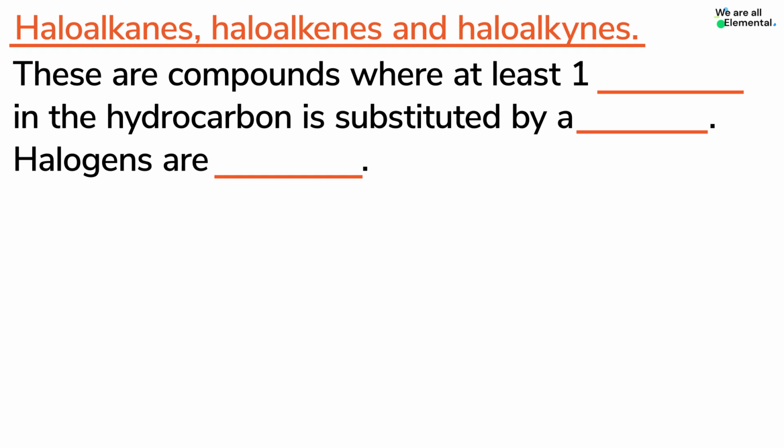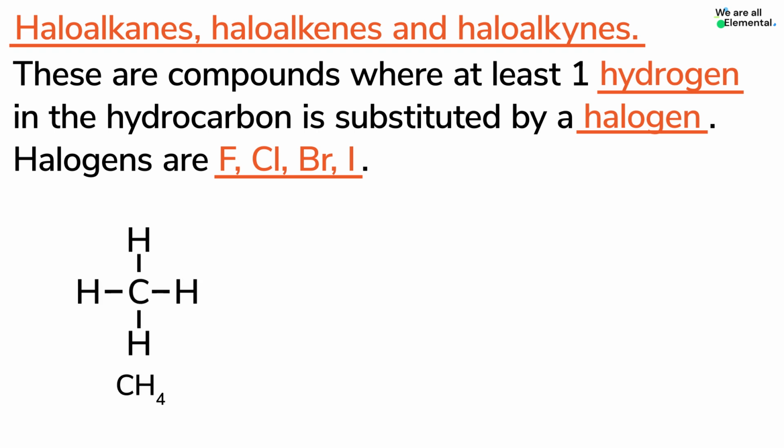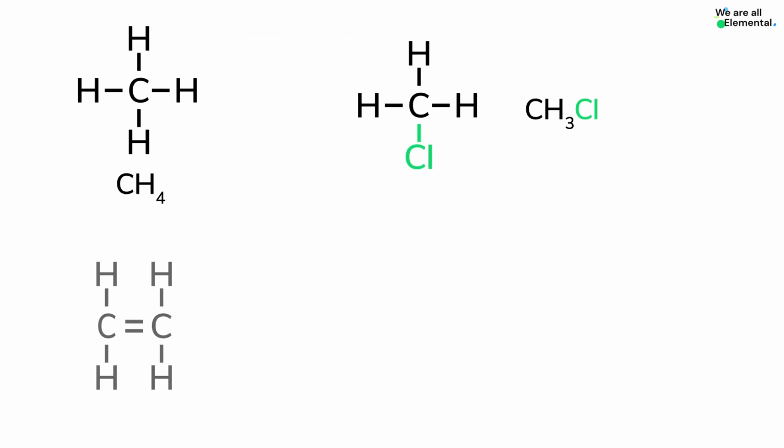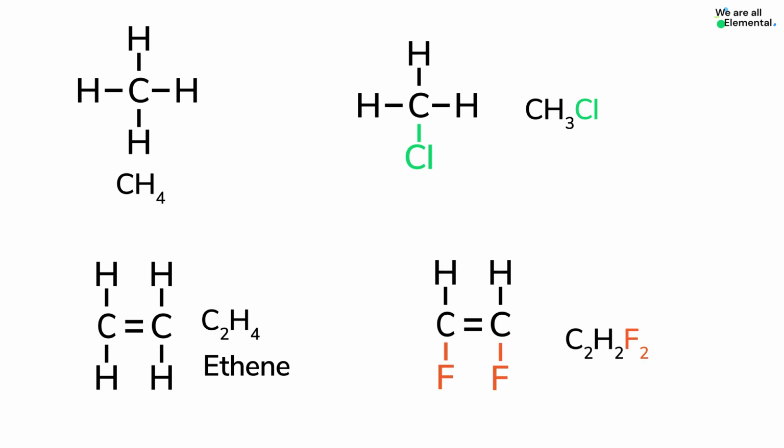Haloalkanes, haloalkenes, and haloalkynes are compounds where at least one hydrogen in the hydrocarbon is substituted by a halogen. Halogens are fluorine, chlorine, bromine, and iodine. For example, a hydrogen in methane is substituted by a chlorine, and it is now a haloalkane. Or two of the hydrogens in ethene are substituted by two fluorine atoms, and therefore it is a haloalkene.